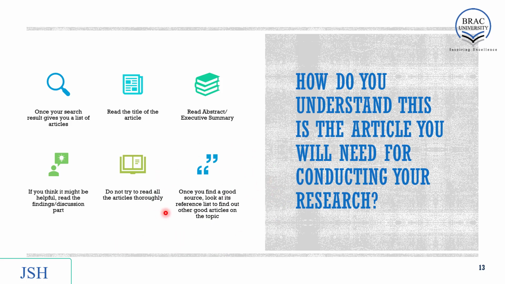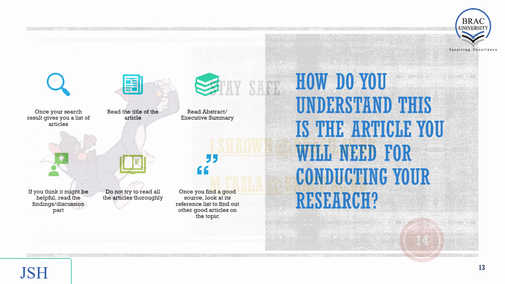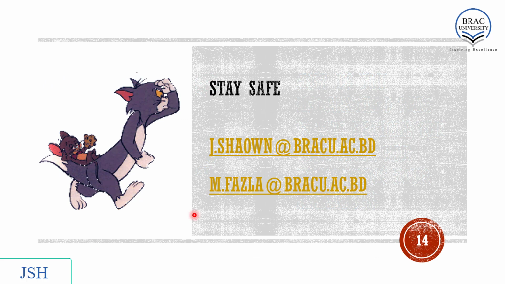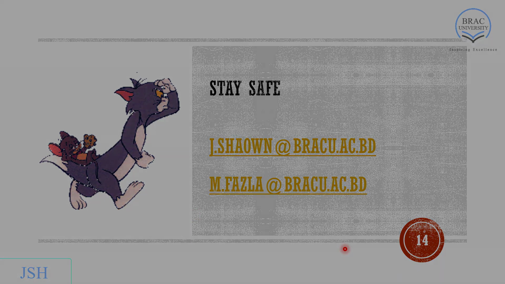Alright, so these are the basic steps of finding out which articles to read and which articles to eliminate. So thank you for now. In this video, I have explained to you how to search articles and how to choose articles. Now once you have found out which articles to read, it's time for you to start writing your summary or the literature review by reading those articles. I will show you how to write a literature review in the next video.